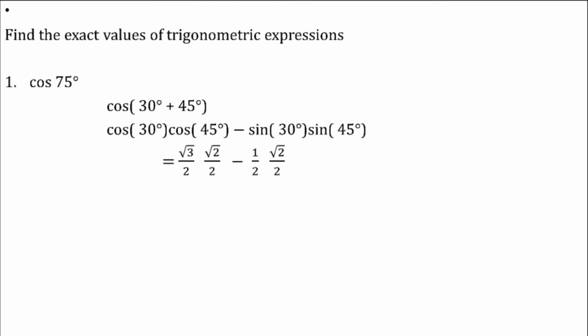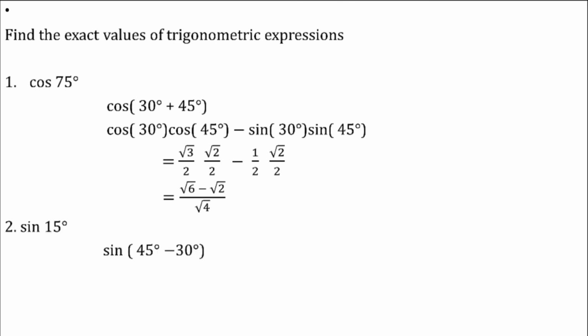So cosine 30 degrees is square root of 3 over 2, cosine 45 degrees is square root of 2 over 2, minus sine 30 degrees is 1 half, and sine 45 degrees is square root of 2 over 2. So square root of 3 over 2 times square root of 2 over 2 is square root of 6, and 1 half times square root of 2 over 2 is square root of 2, so our answer is square root of 6 minus square root of 2 over 4.